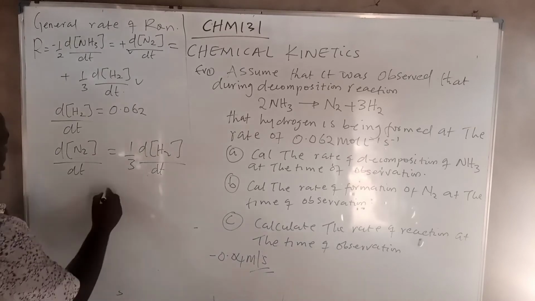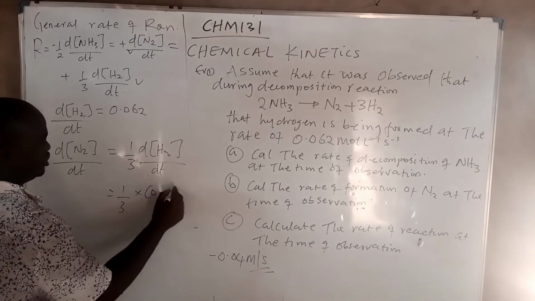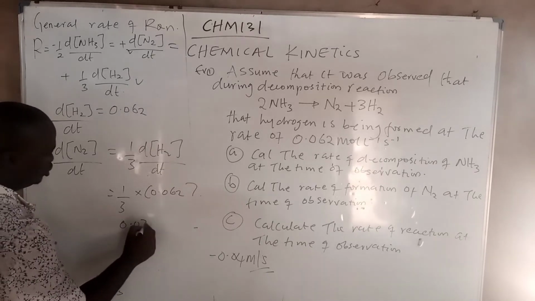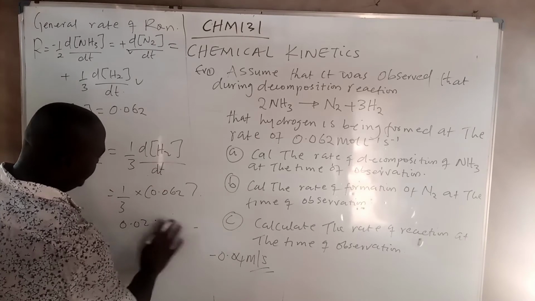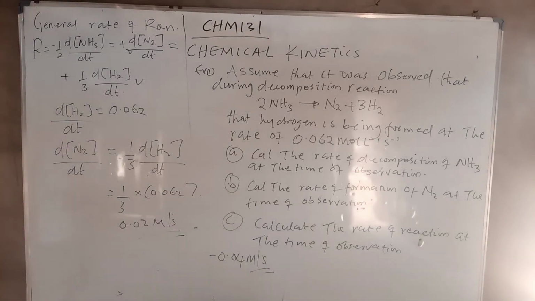Now we have that of the hydrogen already. Let's not waste time. This is 1/3 times 0.062. Now if you punch it in the calculator, you should get 0.02 molarity per second. Fast, doesn't waste time. And you can see that from this, the answer is plus. Why? Because the nitrogen is at the product side, so it's forming. So that is so easy.